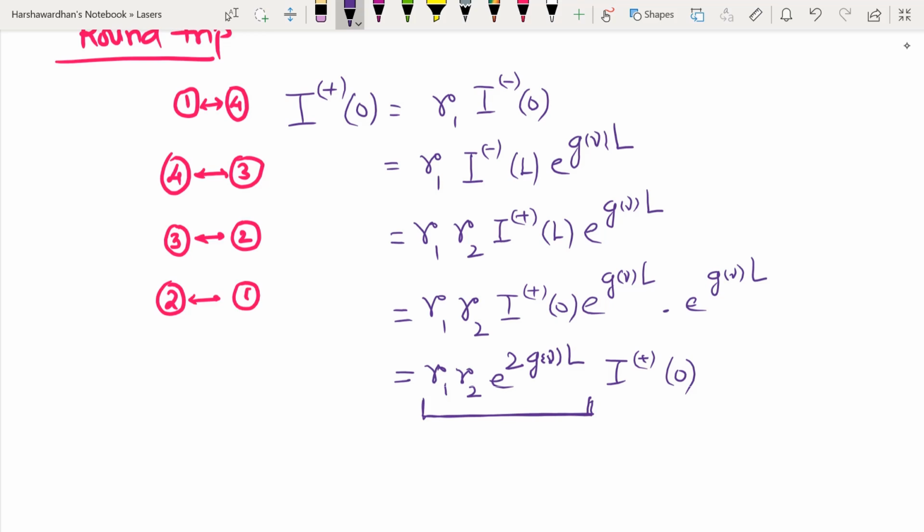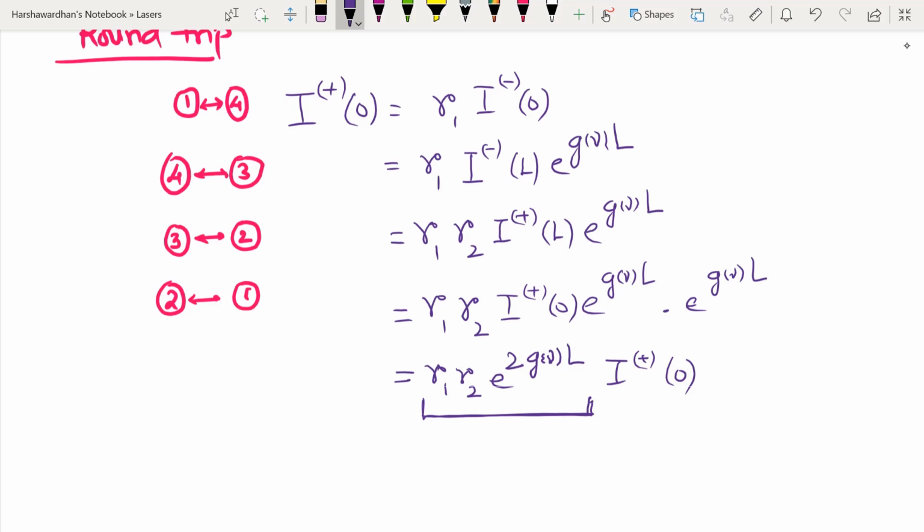If this factor is smaller than unity, right, in terms of its magnitude, clearly you would see that as the photon goes around multiple times, eventually it is going to die out because this factor is smaller.